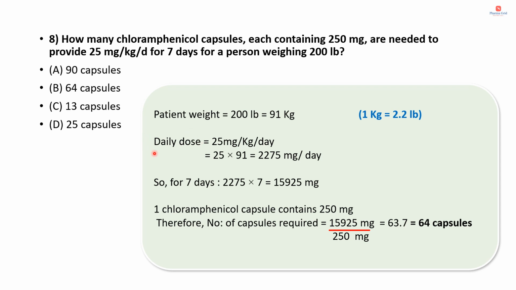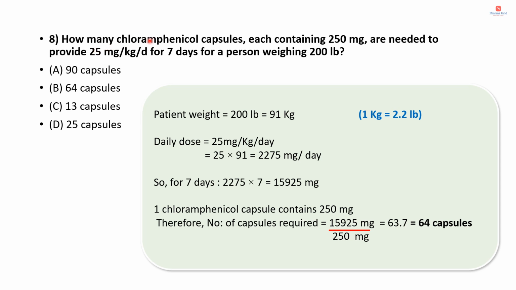So first of all, calculate the daily dose. We know the weight as 91 kilogram. So 25 into 91, that is equal to 2275 milligram per day is the daily dose. Now calculate the dose for 7 days. So 2275 into 7, that is equal to 15,925 milligram is the total dose required for 7 days.